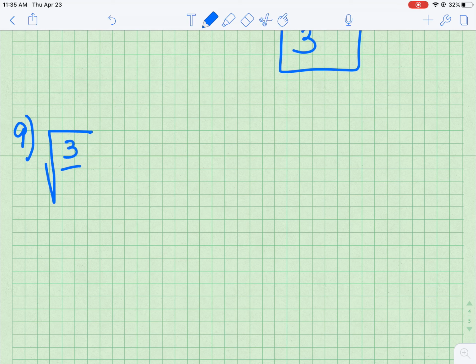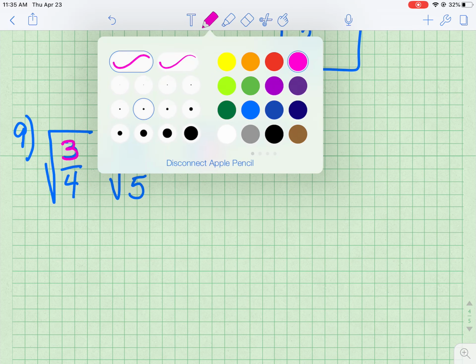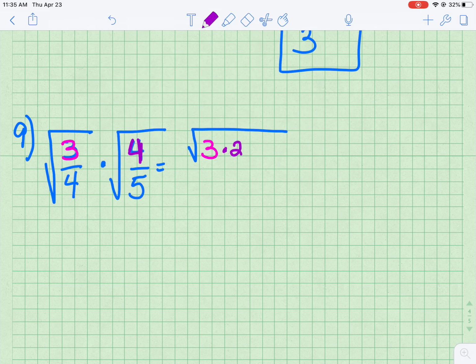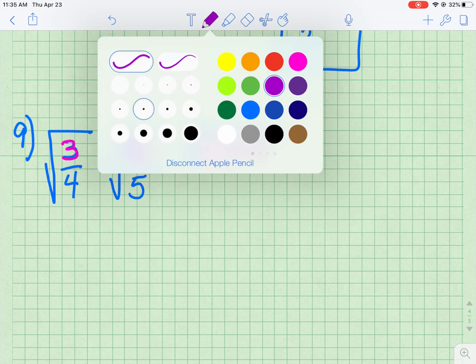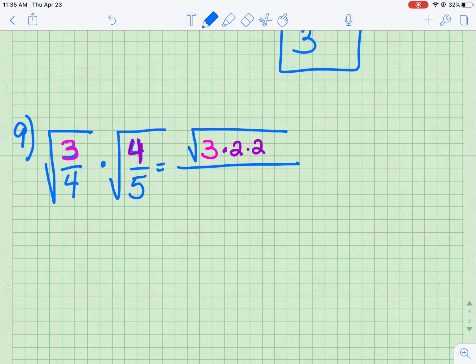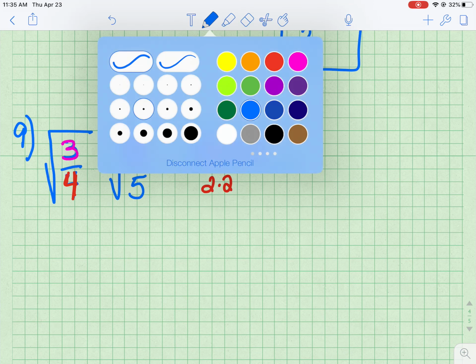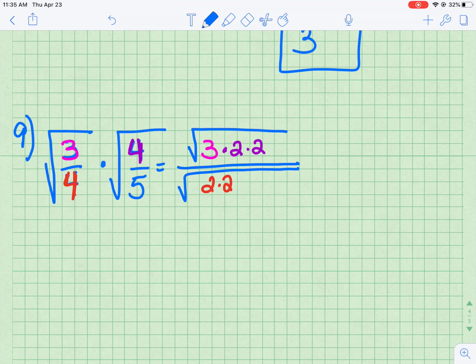So we have the square root of 3/4 times the square root of 4/5. So I'm going to do 2 steps at once. I'm going to do top times top here and put that in a square root. So I'm going to write my 3, and then I'm going to prime factor my 4. Oops, that needs a multiplication in between, or it looks like 22. Okay, and then in our denominator, I'm going to prime factor that 4. Well, let's do a different color because I did that on top. Okay, and so that's going to be 2 times 2. And then 5 is already prime, so I'm just going to leave it.